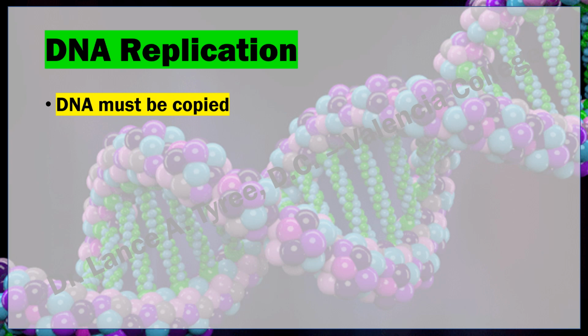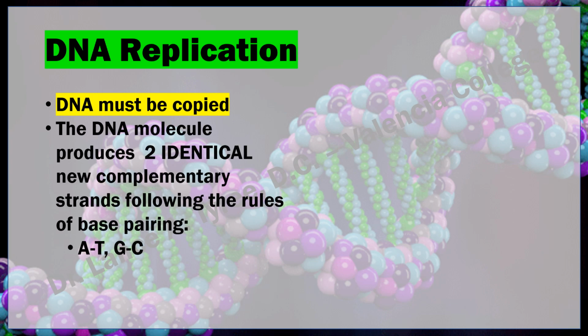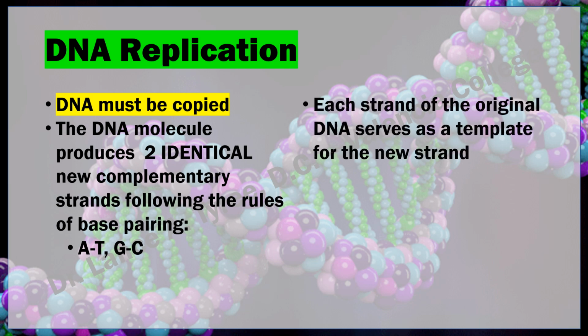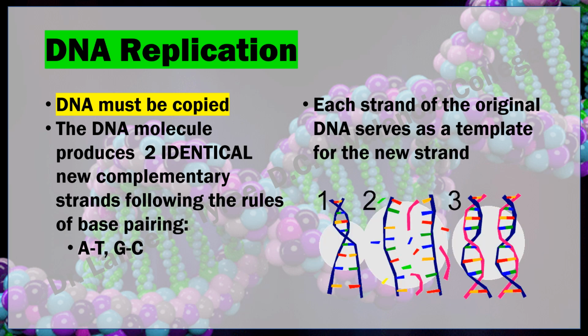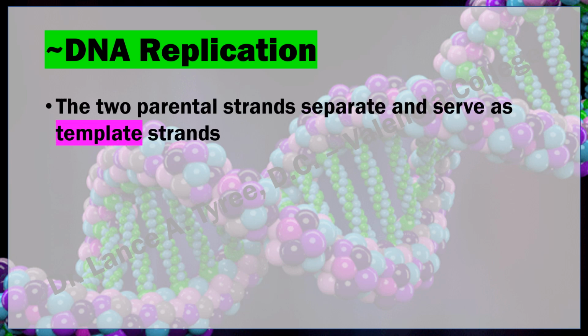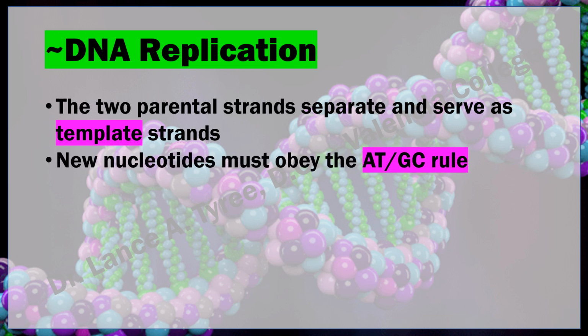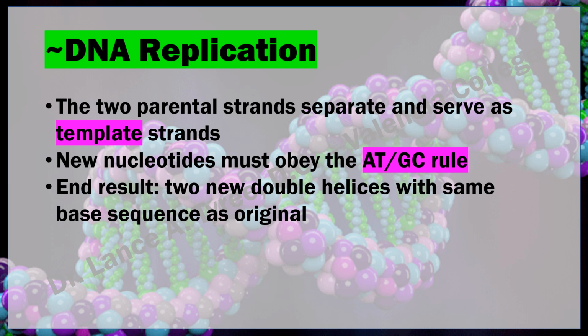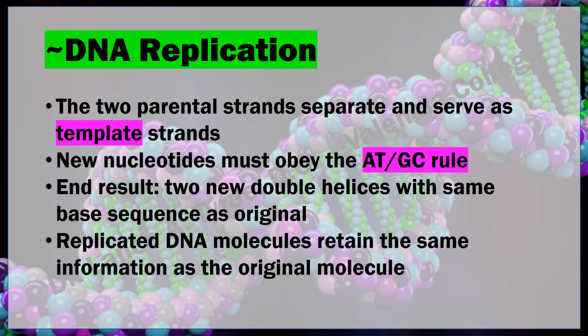DNA first must be copied. The DNA molecule produces 2 identical new complementary strands following the rules of base pairing, AT and GC. Each strand of the original DNA serves as a template for the new strand. Okay, so by the end, we have two. The two parental strands separate and serve as template strands. New nucleotides must obey that ATCG rule. The end result is two new double helices with the same base sequence as the original. The replicated DNA molecules retain the same information as the original molecule.